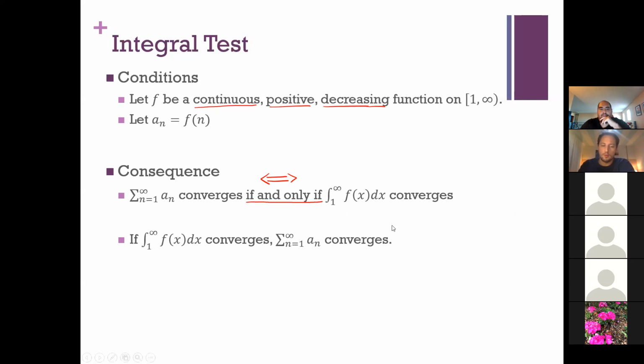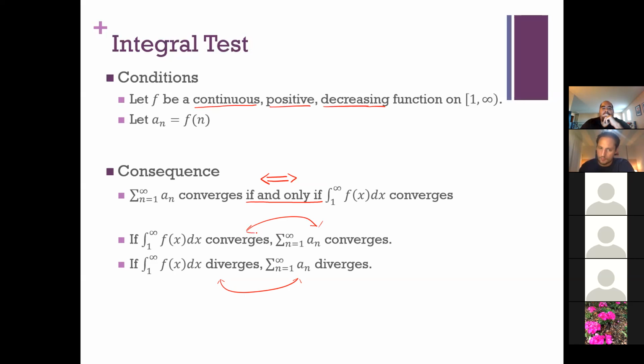So let's use this thing here. Oh, one more bullet, I guess. Basically, if one diverges, the other diverges. If one converges, the other converges. And the really powerful thing that you might overlook, because this is a brand new thing, is that you can go either direction on this.